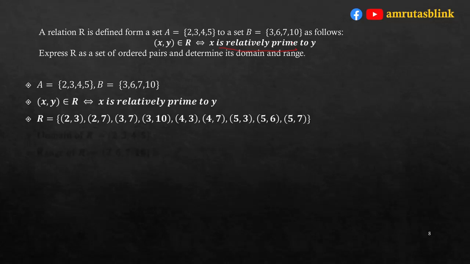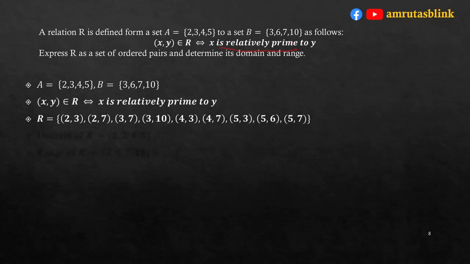Now we know that, for example, 6 is divisible by 2. Hence we can say that 6 is not relatively prime to 2. But if we consider the pair 2 and 7, 2 cannot divide 7 completely. Hence we can say that 2 is relatively prime to 7.